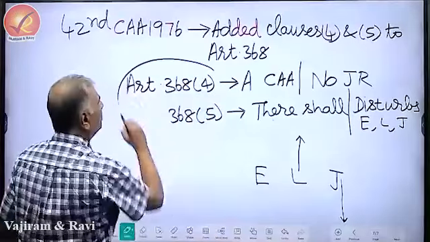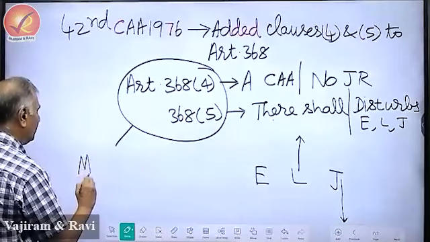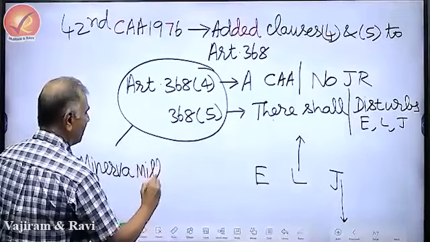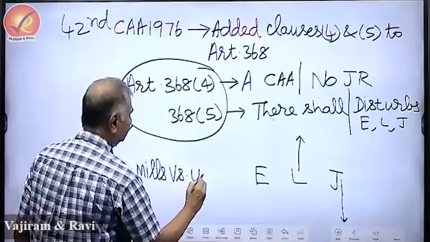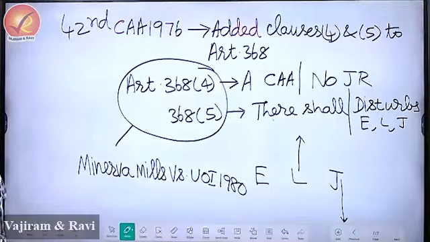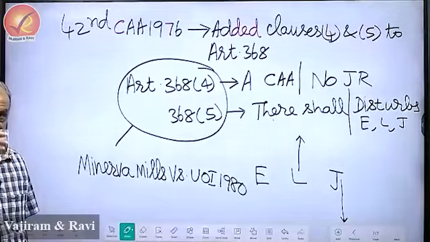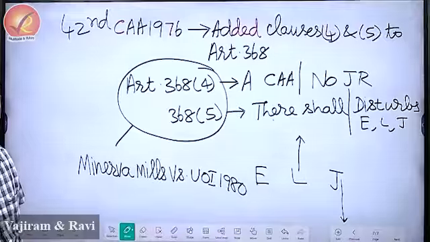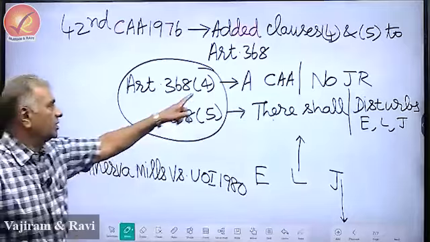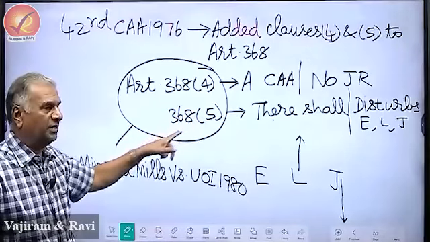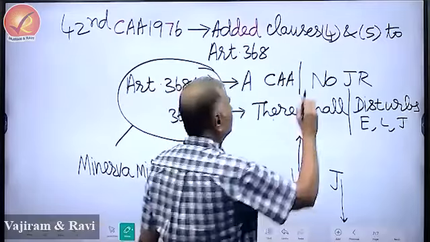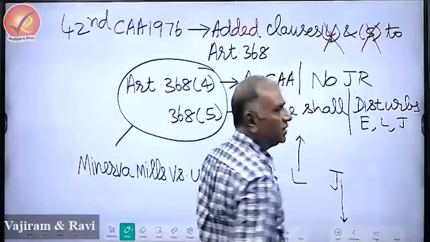Right. And these two provisions were challenged before the Supreme Court in the Minerva Mills case. So clauses 4 and 5 of Article 368 were challenged before the Supreme Court in the Minerva Mills case, and in this case the Supreme Court held them to be unconstitutional and void.